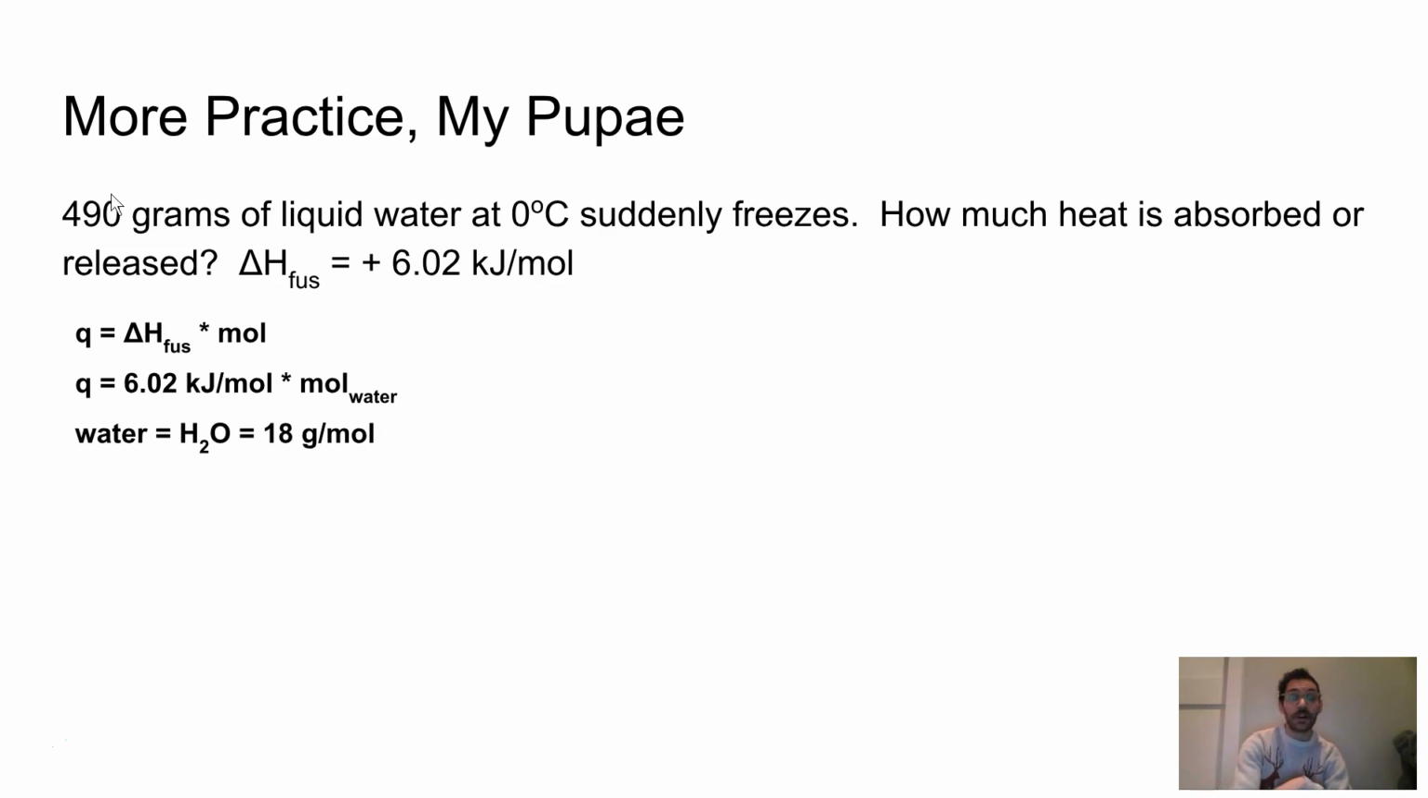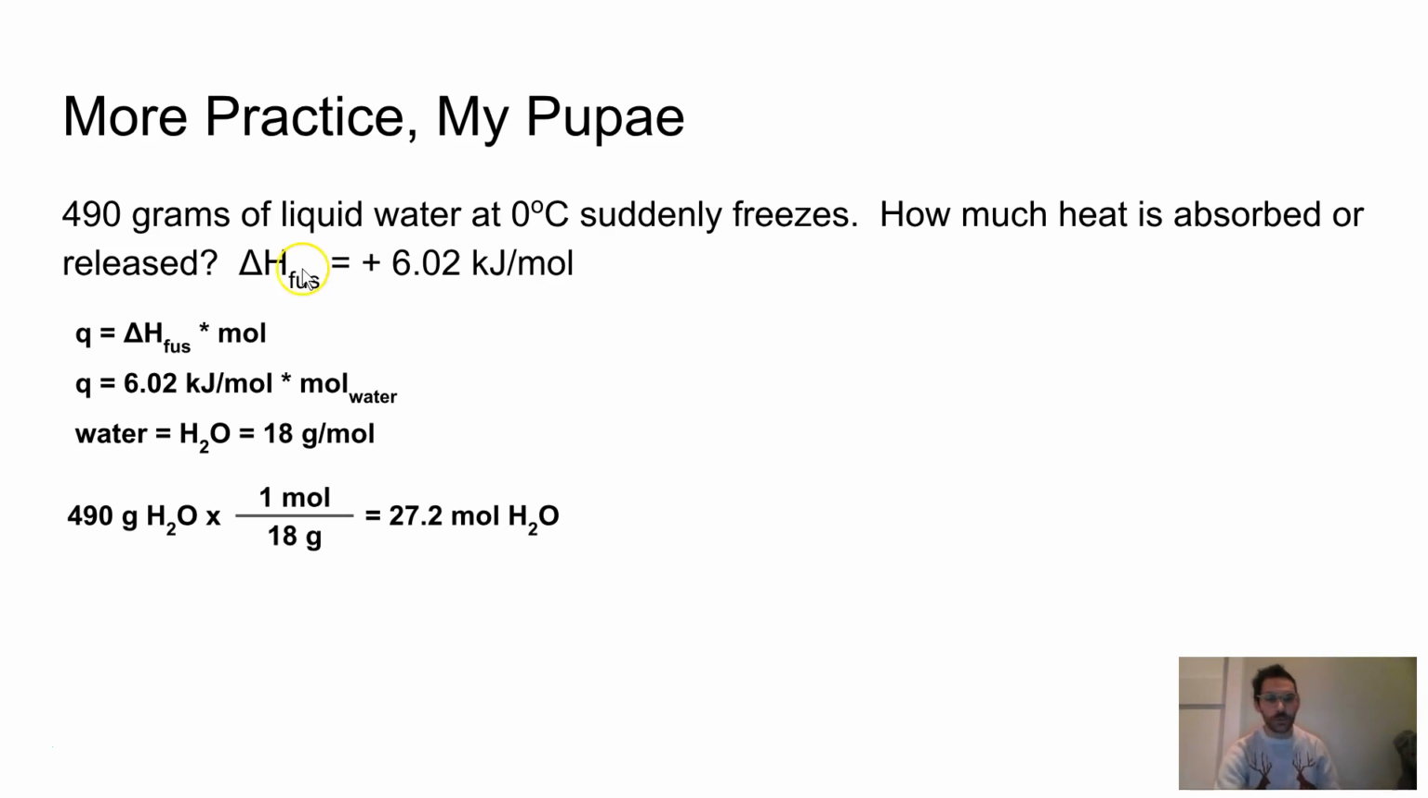We're going to have to use our molar mass of water to convert from grams into moles. So we'll set up our sweet X line action and solve for the number of moles of water. Okay, cool. Now we can plug this 27.2 moles of H2O into this guy. These moles will multiply with those moles to cancel out. Very, very nice. We'll get a Q value of 164, and we'll be like, great, done.